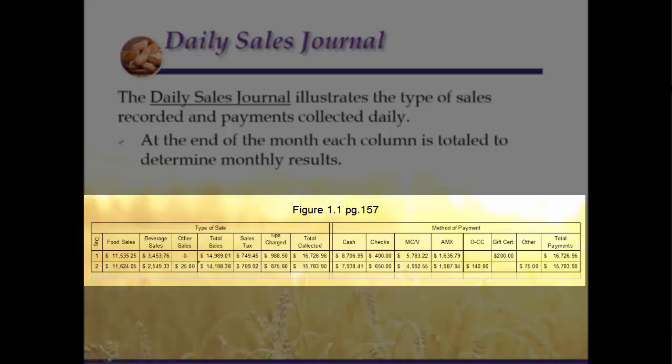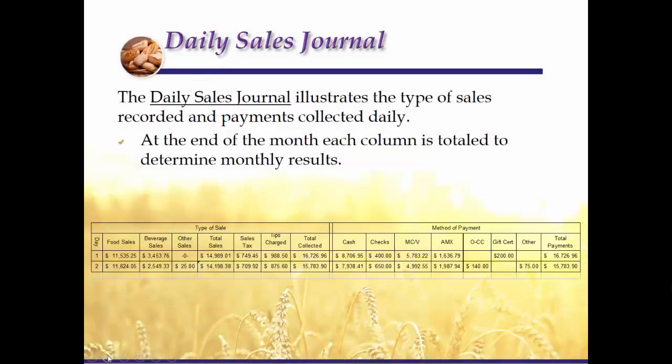Now we're going to count up all the cash. We found that the cash in the till was $8,706.95. All checks accounted for were $400. MasterCard and Visa cards, $5,783.22. American Express, $1,636.79. Gift certificates, $200. So now we're looking at all the different payments, and the total payments came to $16,726.96. Now, if there was an error in this, we need to look back to see where the error occurred and make sure that it was not a theft error.